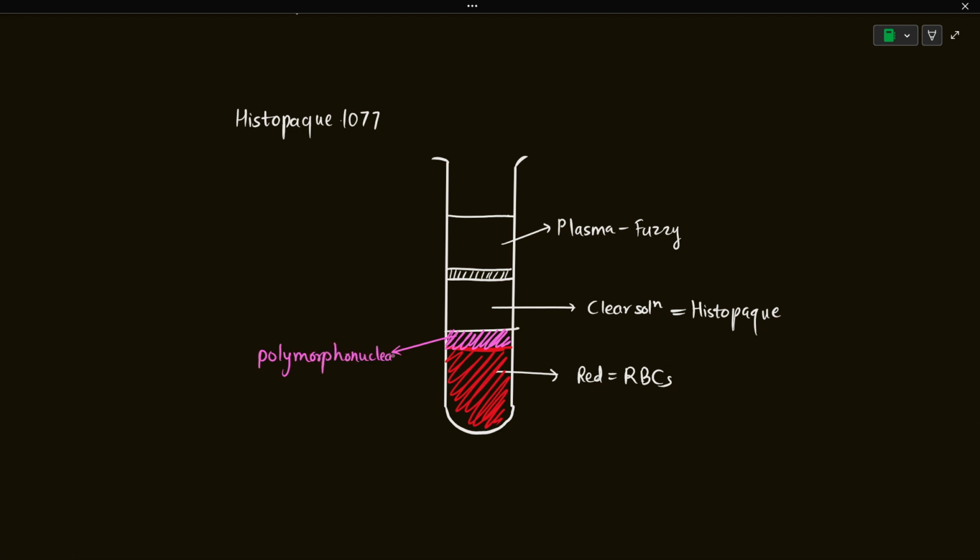polymorphonuclear cells. So cells which are going to have multiple nuclei are accumulated in this particular phase. In this phase belong the granulocytes such as neutrophils, basophils, eosinophils. All of them get accumulated in this region, and the cells which are between the plasma and the clear solution histopaque are referred to as PBMCs.